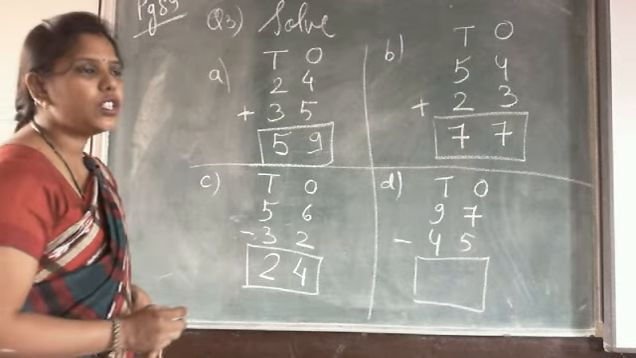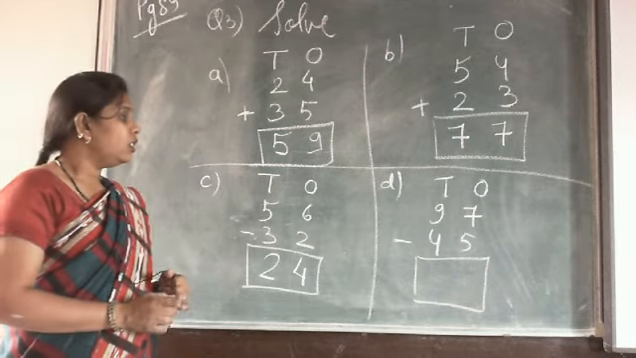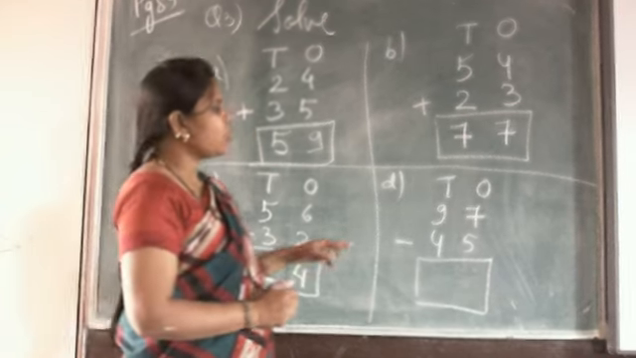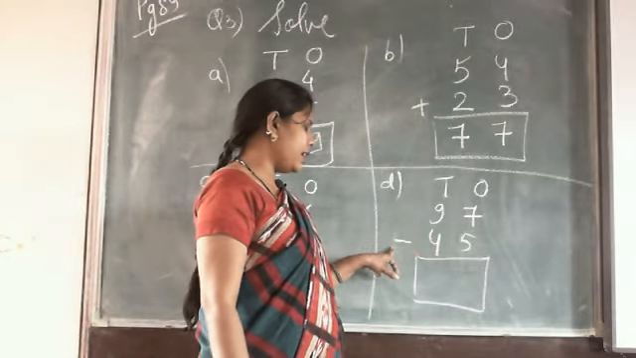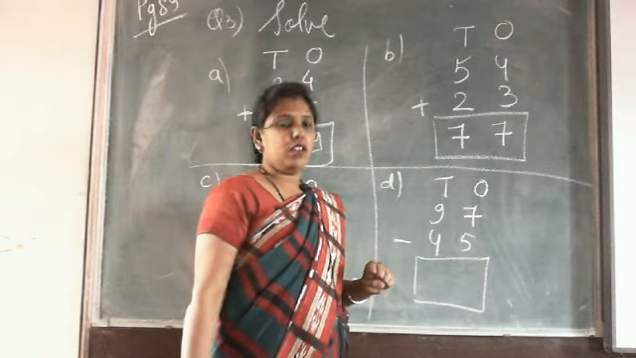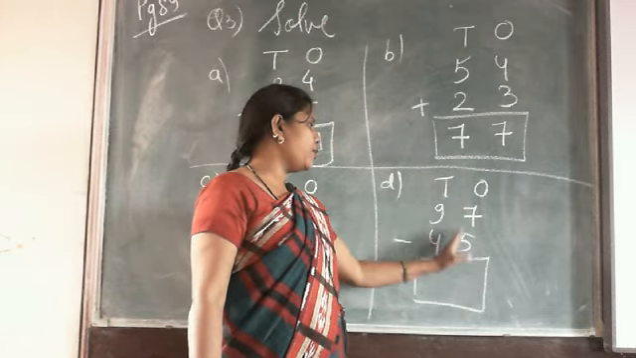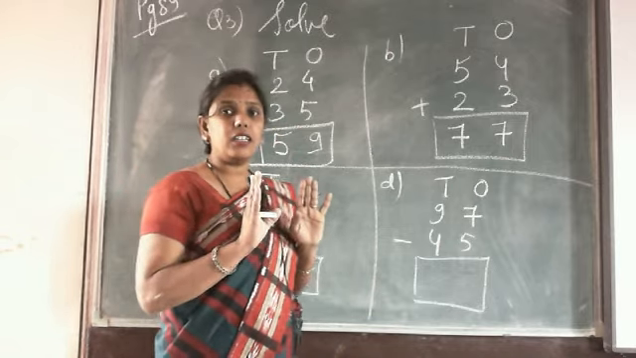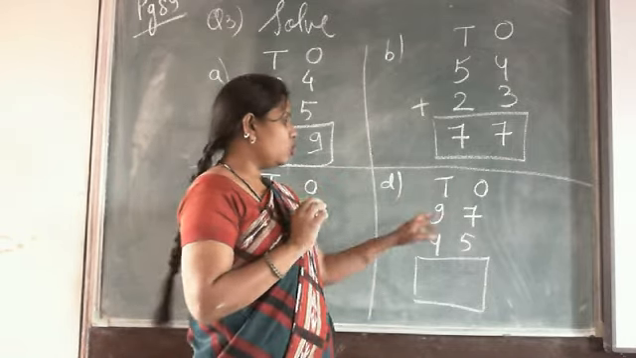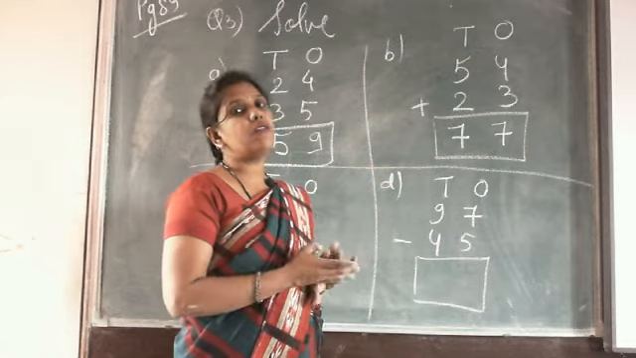Now the last question. 97 minus 45. So first subtract the digit at ones place. So the ones place digits are 7 and 5.